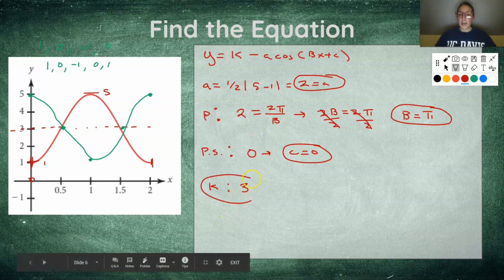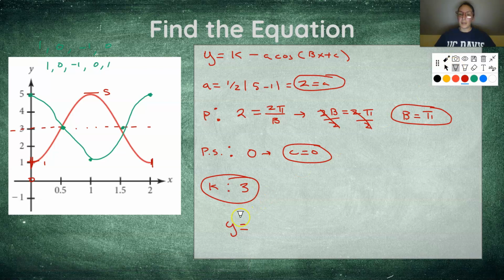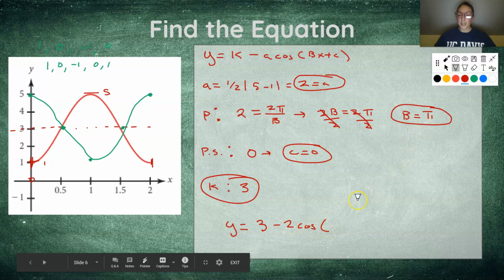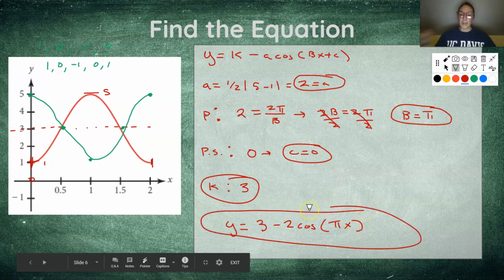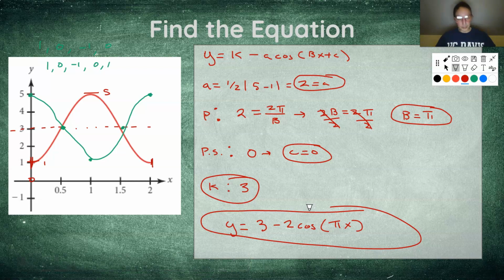So let's fill in what we got. Y is equal to k, which is 3. Excuse me, I was going to write k. Y is equal to 3 minus a is 2, cosine b is equal to pi x plus c, but we have no c. So y is equal to 3 minus 2 cosine pi x.